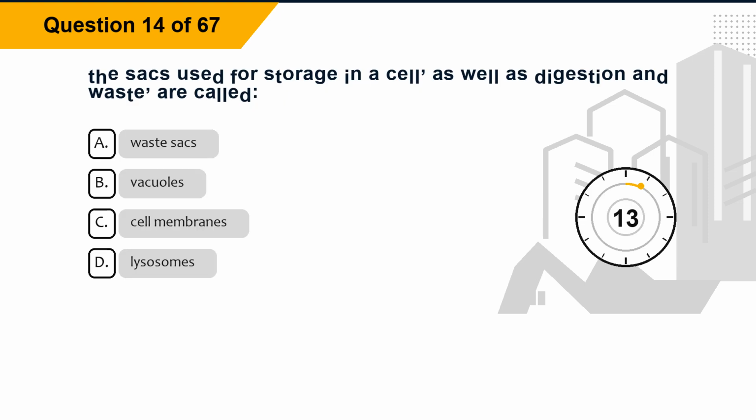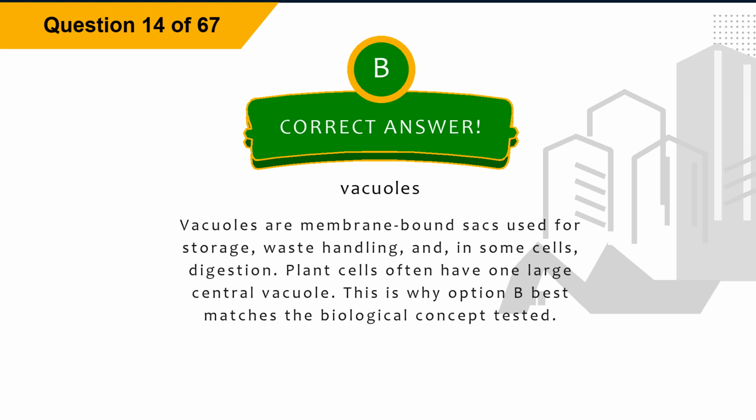Question 14. The sacs used for storage in a cell, as well as digestion and waste, are called option A, waste sacs, option B, vacuoles, option C, cell membranes, option D, lysosomes. The correct answer is option B, vacuoles. Explanation. Vacuoles are membrane-bound sacs used for storage, waste handling, and, in some cells, digestion. Plant cells often have one large central vacuole. This is why option B best matches the biological concept tested.